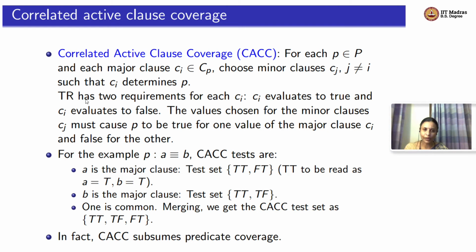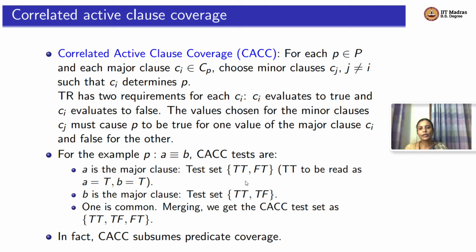For example, if you take the same predicate that we saw in the previous slide, A equivalent to B, the correlated active clause coverage tests are like this. Suppose A is the major clause. The test set would be, read this TT as assign A true, assign B true, and FF as assign A false, assign B false. Similarly, when B is the major clause, the test set is assign B to be true once and false once. That's the second part in these two strings. And A stays as true, in which case B will sure flip the value of P.